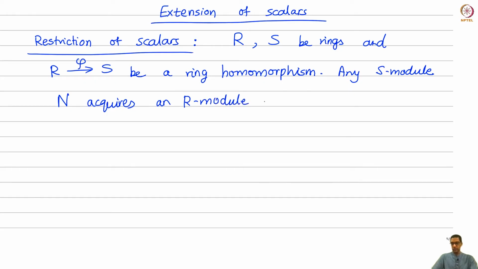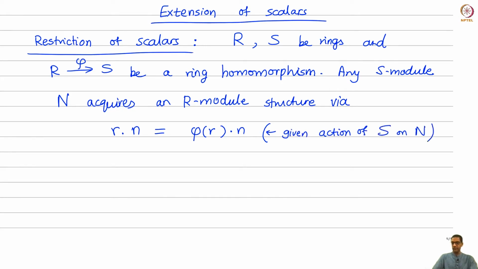So all this is left modules. So here I am not talking about commutative rings necessarily. It acquires an R module structure via the following definition. I want to make R act on an element n of N. Well, what I do is I first apply phi to R. So this is now an element of S, and I am of course given that N is an S module, right? So then I just act on n. So this action now on the right hand side is the given action, the scalar multiplication of S on N. So when I say action, I mean the scalar multiplication. Okay, so this is my new definition.